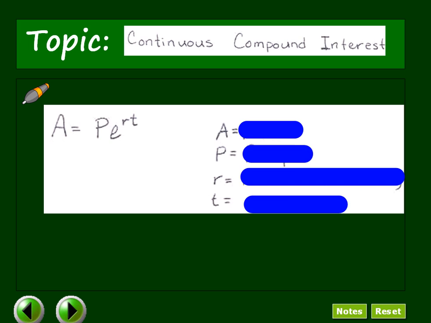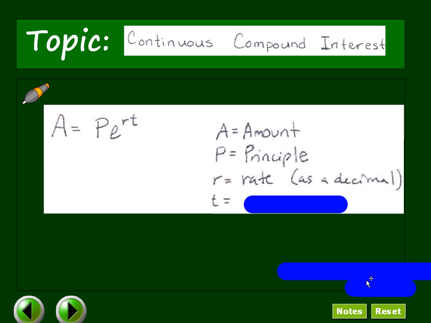Then we looked at continuously compounding interest. So A equals PE to the RT, and I had you guys predict, and you kind of can figure out on your own. A is amount, and P is principal, and R is rate, but we need to make sure as a decimal, and T is time in years. So if we identify all the variables, we can plug them in and find if we're compounding continuously.